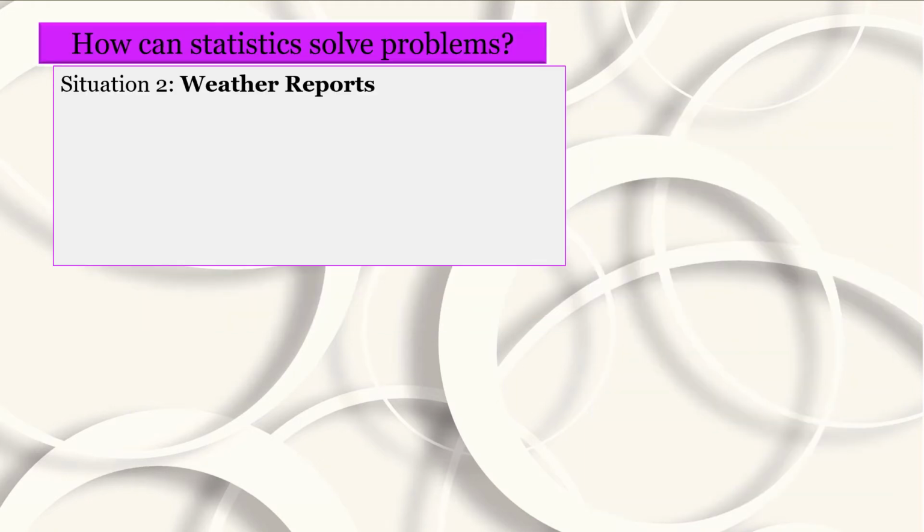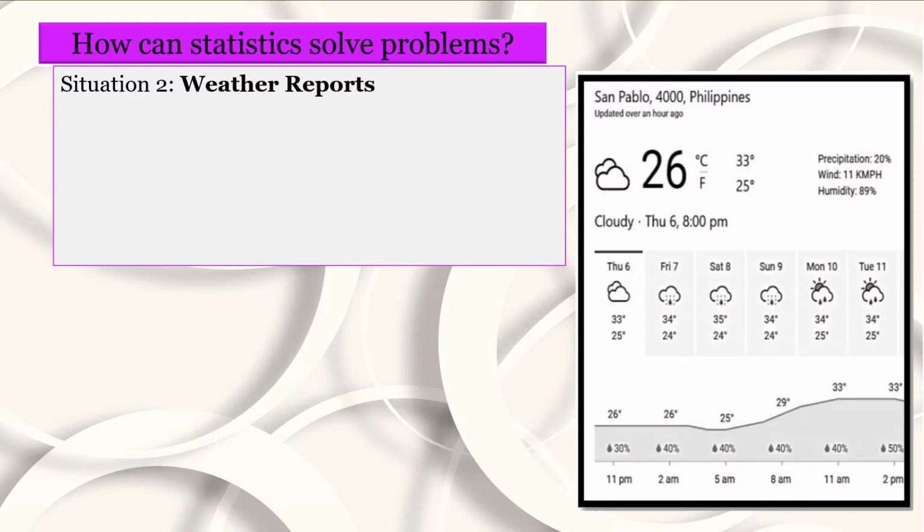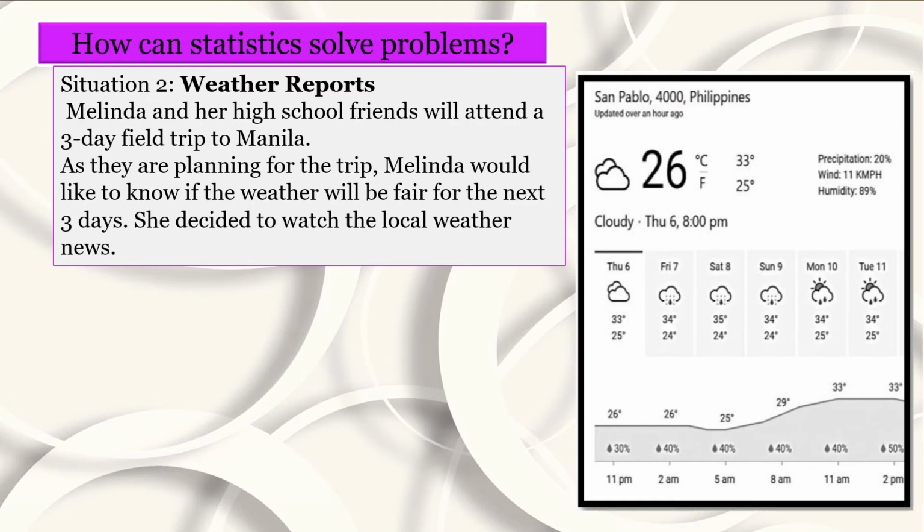Next situation is the weather reports. So in San Pablo City, we have the updated weather report. Melinda and her high school friends will attend a 3-day field trip to Manila. As they are planning for the trip, Melinda would like to know if the weather will be fair for the next 3 days. She decided to watch the local weather news. So this is the given data.